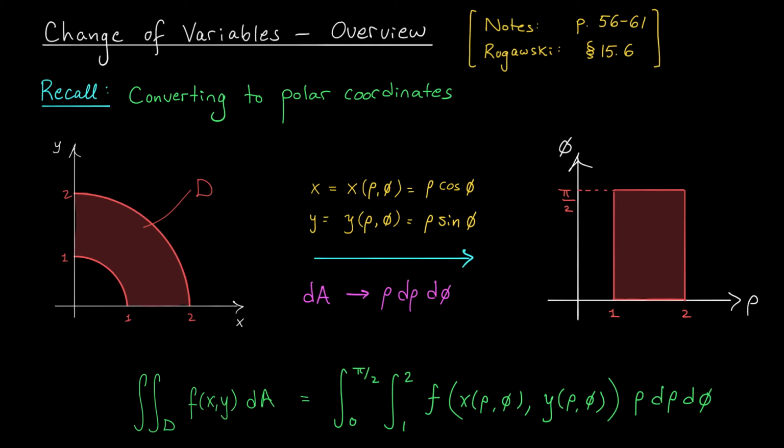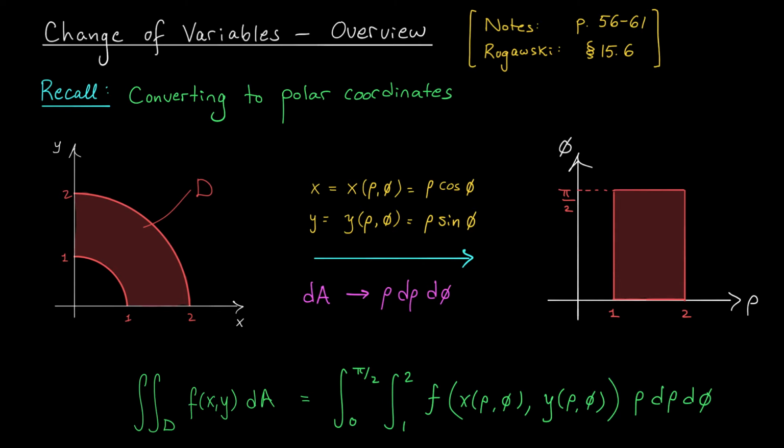The idea there was we were trying to integrate over some region D that was just difficult to describe in terms of our Cartesian coordinates x and y. Take this region, for example. Here, you can see the region is not type 1, it's not type 2, and its boundary curves are these circular arcs that are just often challenging to work with in Cartesian coordinates.